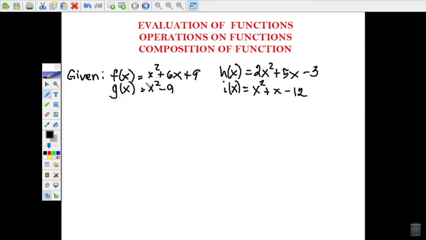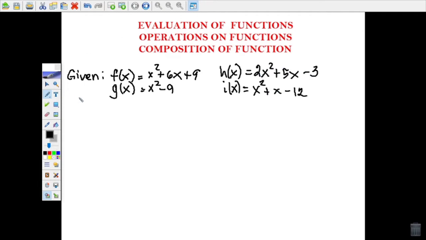Okay, in this video, I will show you how to evaluate functions, how to perform operations on functions, and composition of functions. So, given the four functions here, f of x is equal to x squared plus 6x plus 9, g of x is equal to x squared minus 9, h of x is equal to 2x squared plus 5x minus 3, I of x is equal to x squared plus x minus 12.